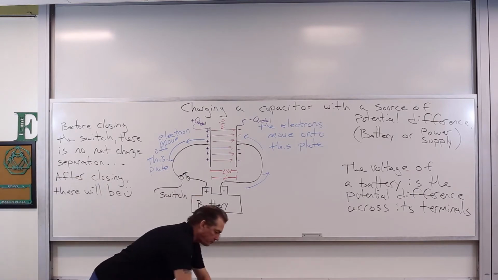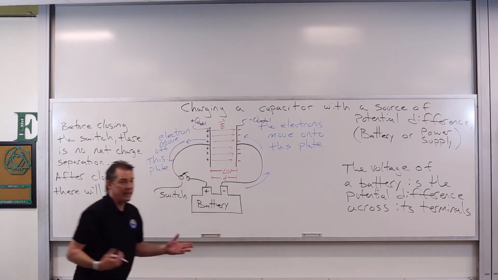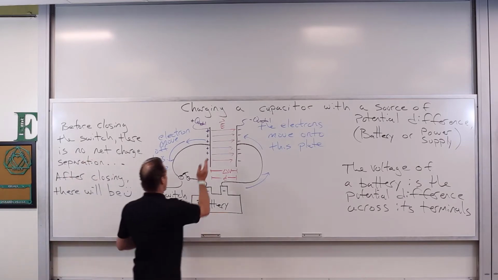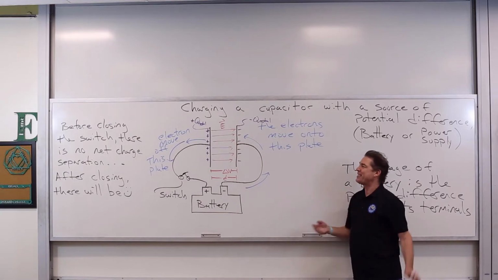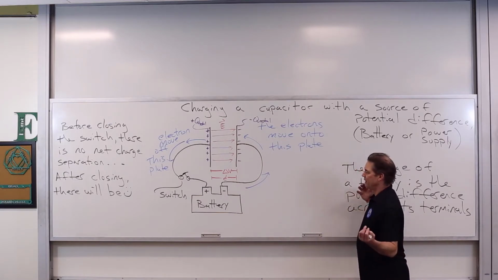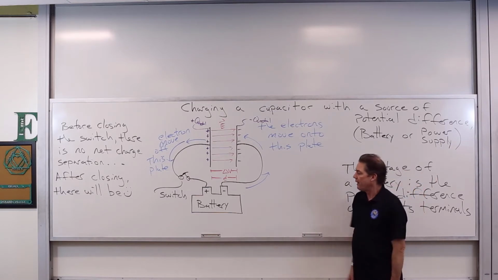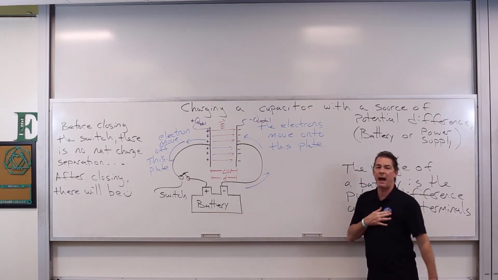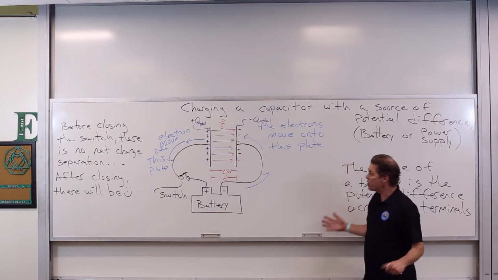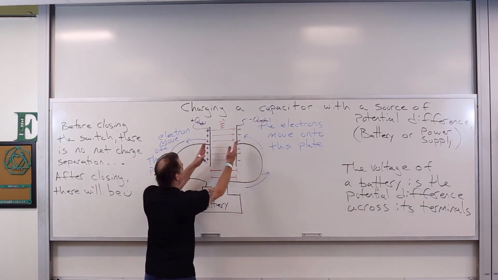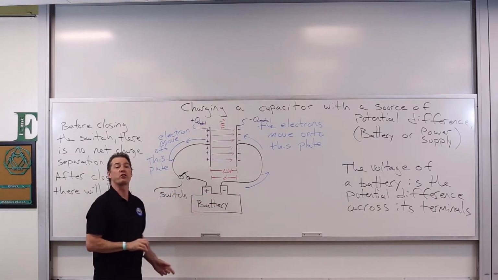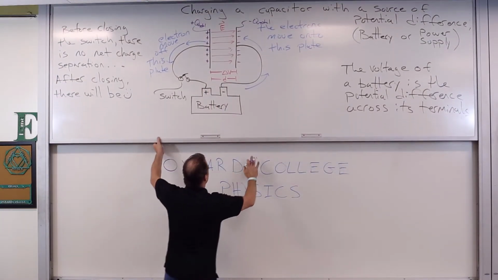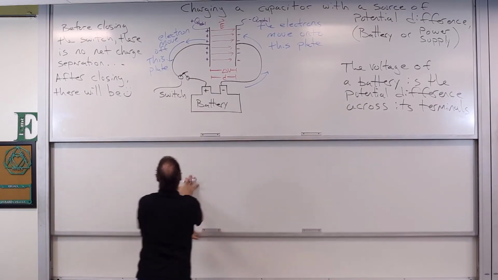Well, this doesn't happen instantaneously. It takes time for the electrons to move over here, and you may say, well, when do they stop moving over there? When is the capacitor fully charged? That really depends on the potential difference of the battery. It becomes fully charged when the potential difference across these plates is equal to the potential difference across the terminals of the battery. I'll explain why that is momentarily.